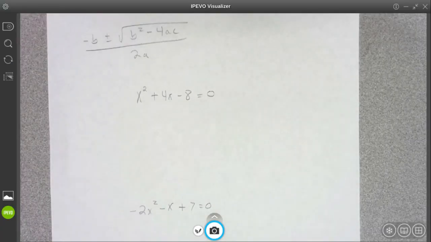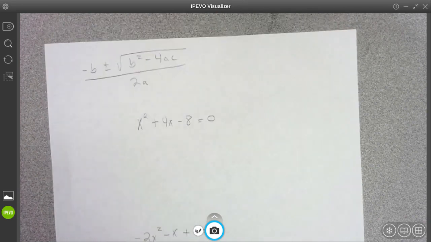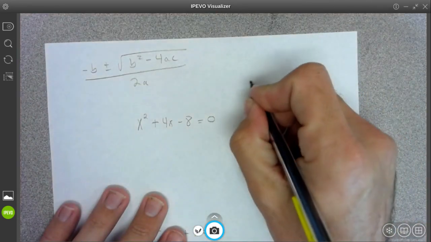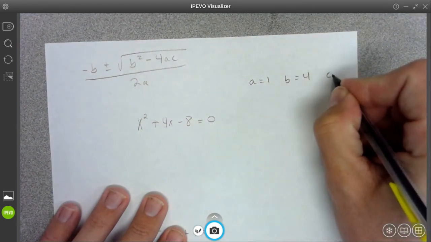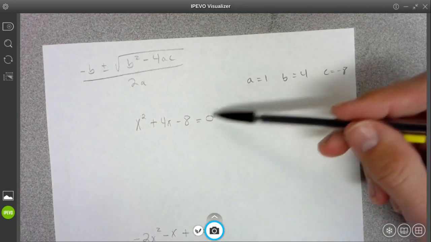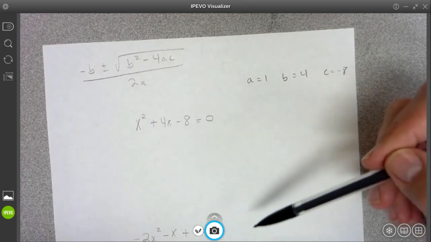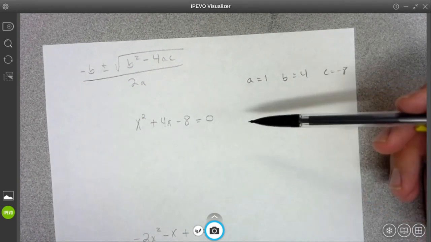All right, we're going to apply this quadratic formula to these two quadratic equations here. So, A is equal to 1, B is equal to 4, and C is equal to -8. I think we'll get some later where the right side isn't already 0. If it's not 0 already, you're going to have to make it 0.